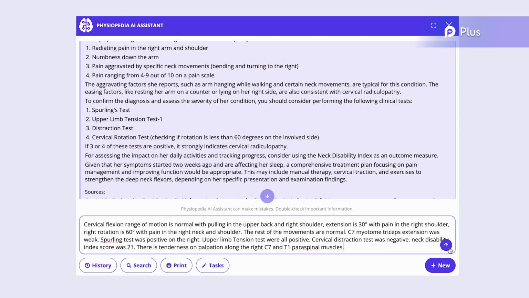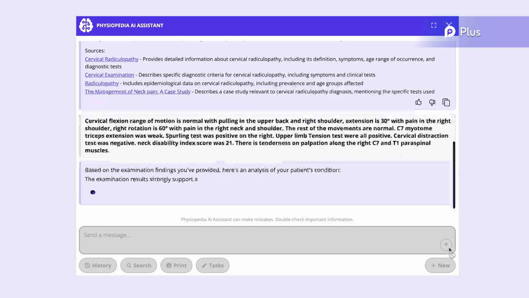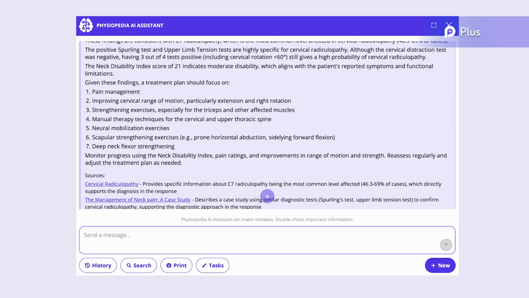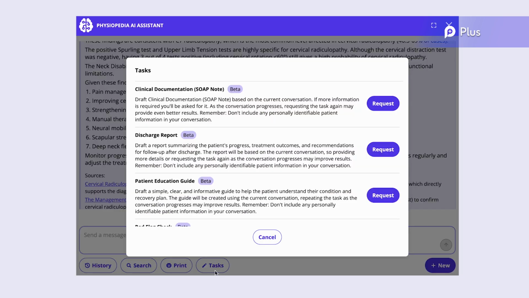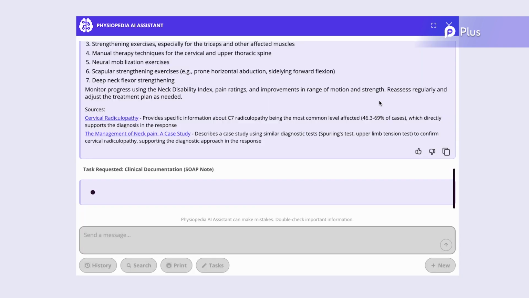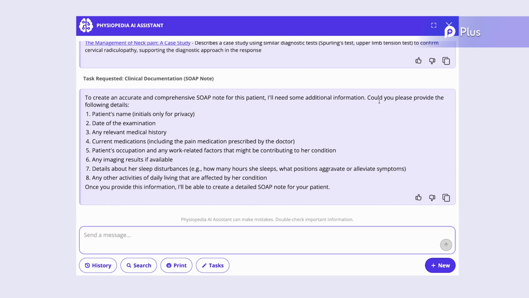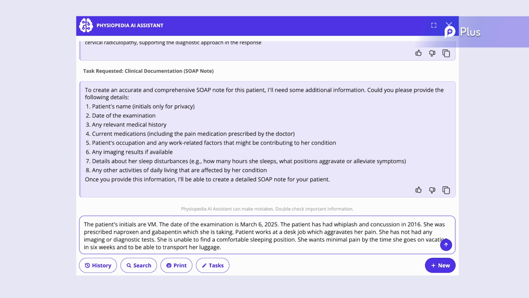At this point, assuming that you agree with PAI's hypothesis for this patient's condition, let's try asking PAI for a SOAP note. If PAI needs more information, it'll ask for it. So let's give PAI this information.